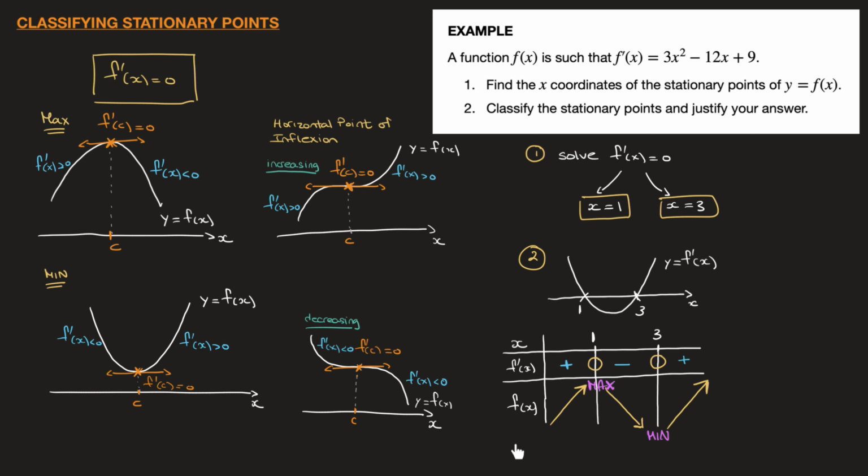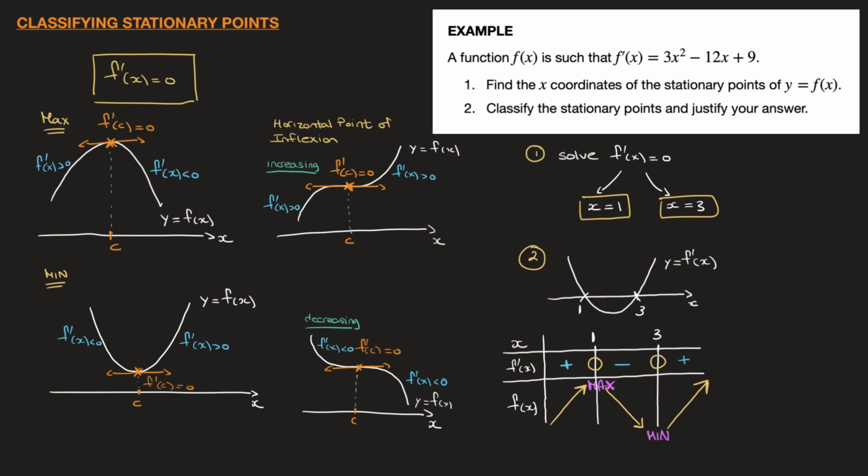And of course, this table confirms what we had seen earlier on. As we go through a maximum point, the derivative goes from positive to 0 to negative, which is exactly what we had seen up here. The derivative went from positive to 0 to negative. And at a minimum point, the derivative goes from negative to 0 to positive, which is exactly what we had down here. The derivative went from negative to 0 to positive.